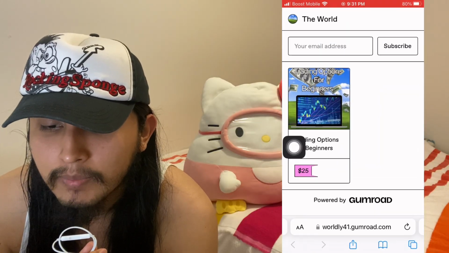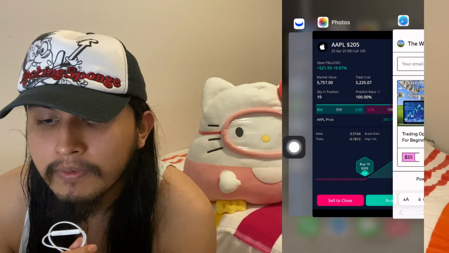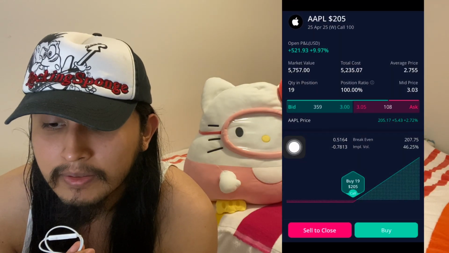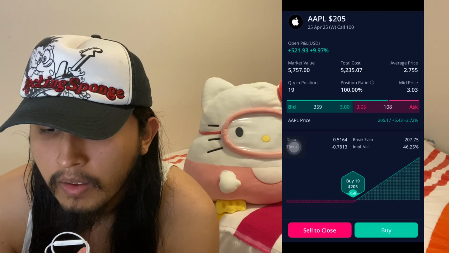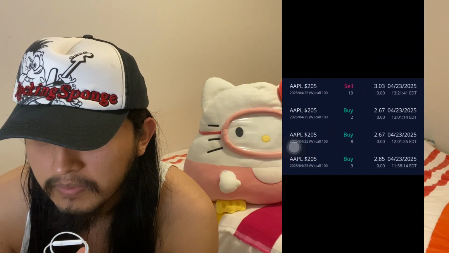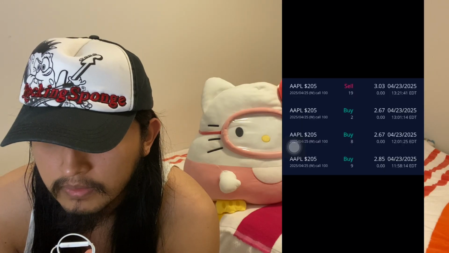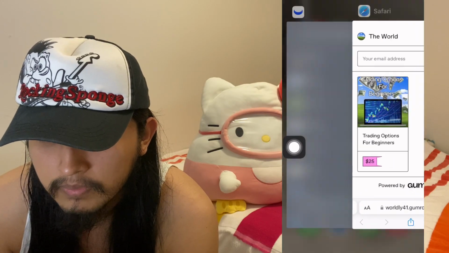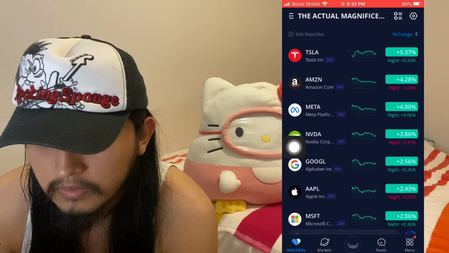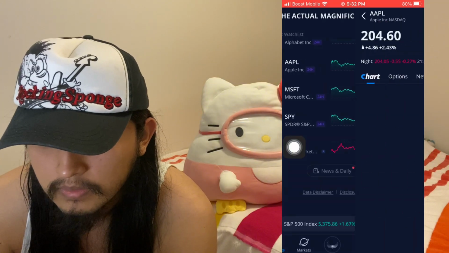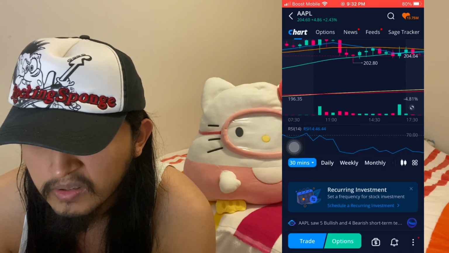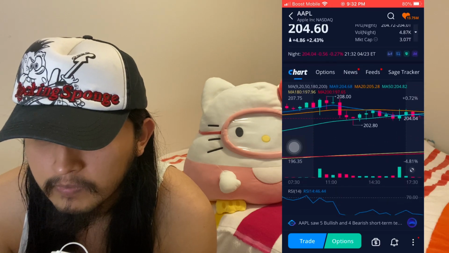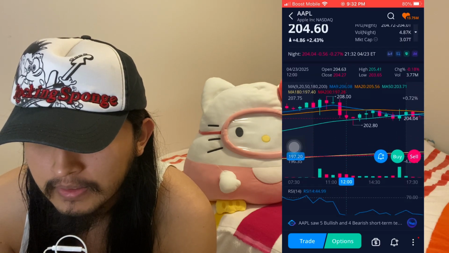And basically, how did I make $521 with 93 cents trading Apple call options? So, 11:58, let's see, on the 30-minute time chart, which is this candle right here.